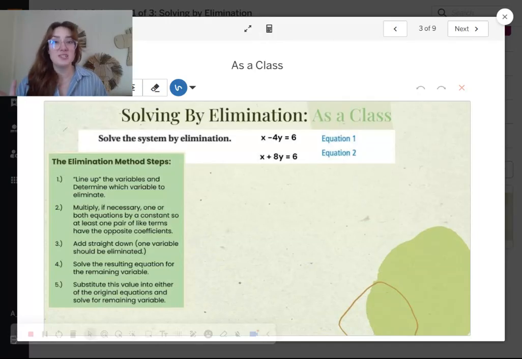So remember, what is a system? System meaning two or more equations. So we've got two equations here, labeled 1 and 2, two equations. And this is now just a new method of how to solve.